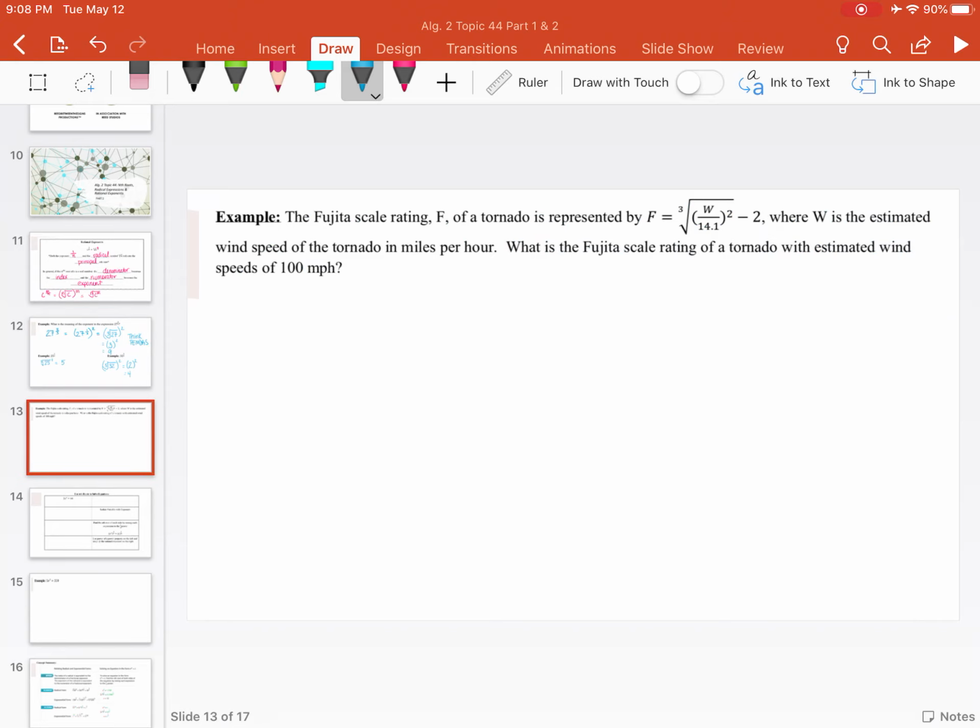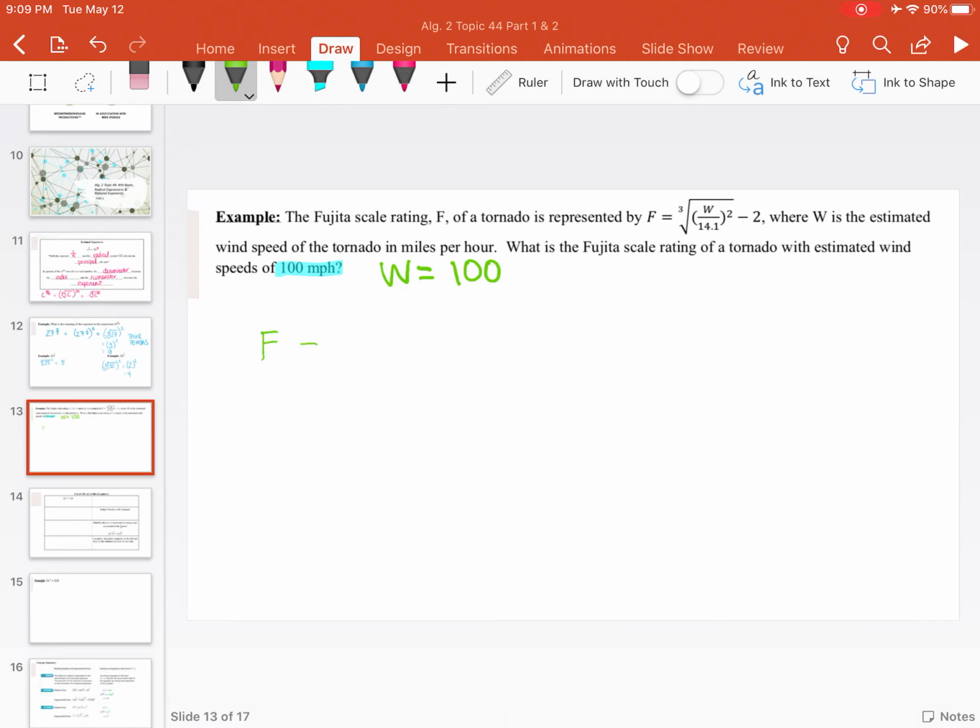Moving on to our word problem. The Fujita scale rating, F, of a tornado is represented by F equals the cube root of W divided by 14.1 squared minus 2, where W is the estimated wind speed of the tornado in miles per hour. What is the Fujita scale rating of a tornado with an estimated wind speed of 100 miles per hour? What we want to focus on here is the 100 miles per hour, because this is what W equals.